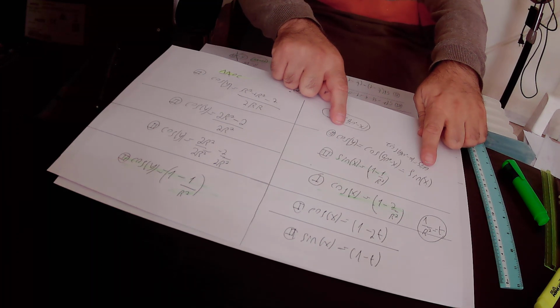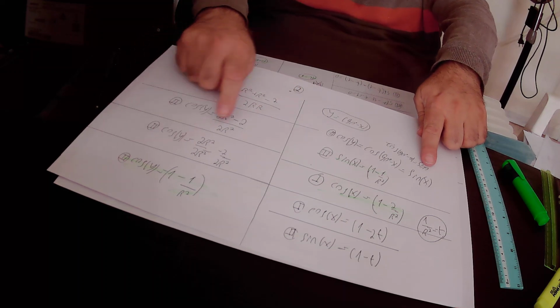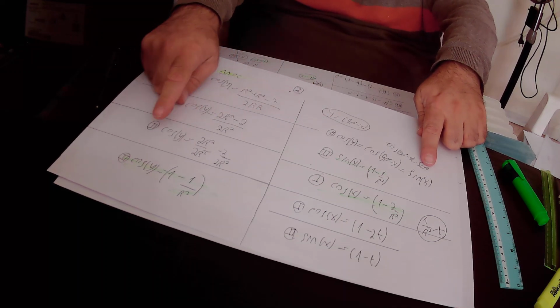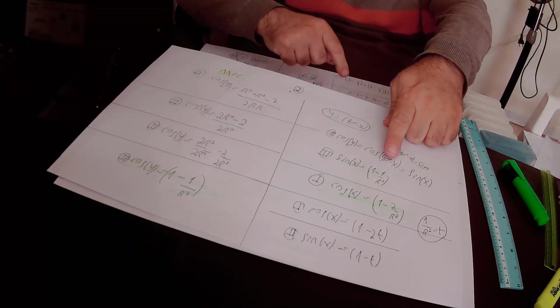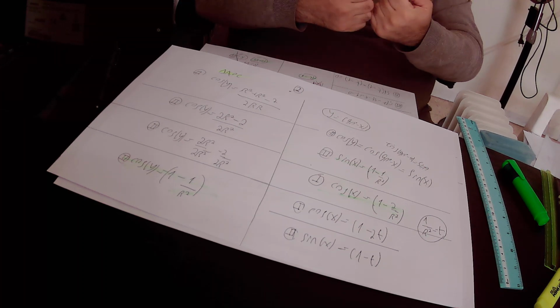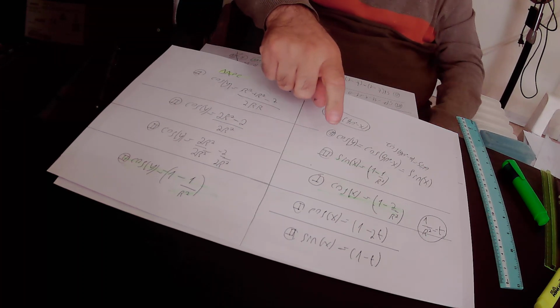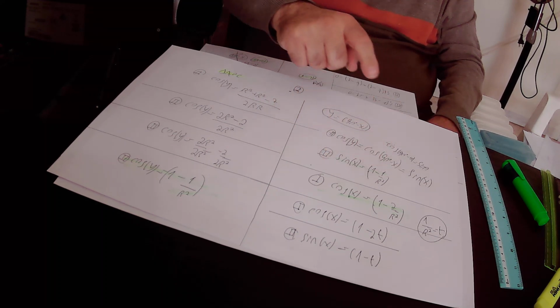So we can substitute cosine y in equation number 2 by sine x. We did it, and we got here that cosine y is sine x, and it equals 1 minus 1 over r squared. This is according to equation number 2, and we have already found out that according to equation number 1, cosine x equals 1 minus 2 over r squared.